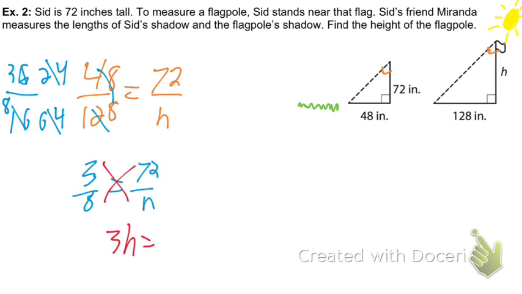3H is equal to whatever 8 times 72 is. I believe that's 596. No, 576, excuse me. How did I do that? I did 8 times 7, 56, added a 0 for 8 times 70, and then did 8 times 2 and added 16 to the 560. Yep, exactly right. So now we divide both sides by 3, and H is 192 what?